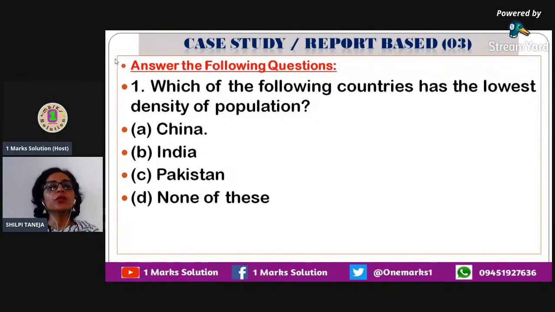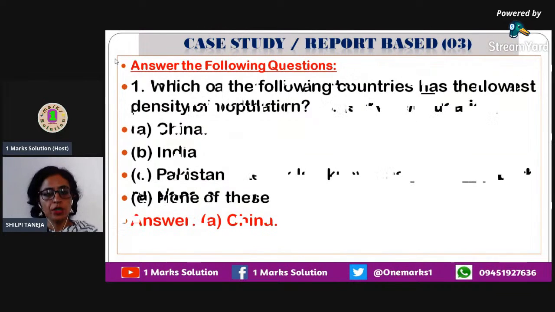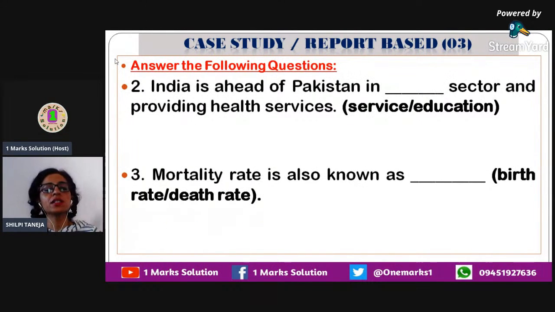Right. So which of the following countries has the lowest density of population? It was discussed in one of the reports just now that China is having the lowest density of the population because they have the largest area with them, as well as their growth rate is very less. So that's why they have the lowest density in their country.